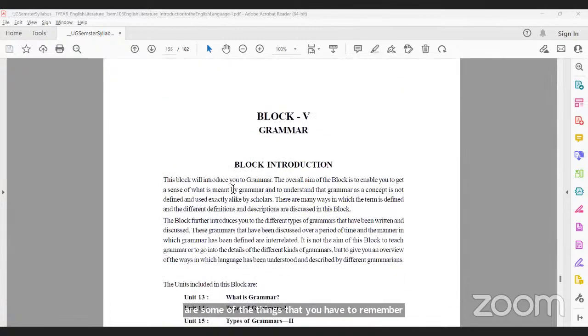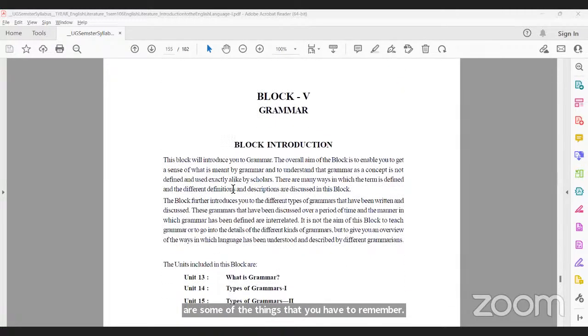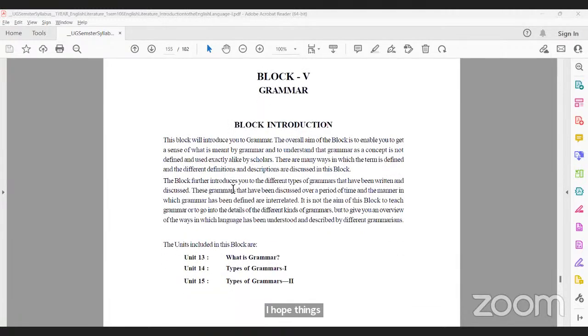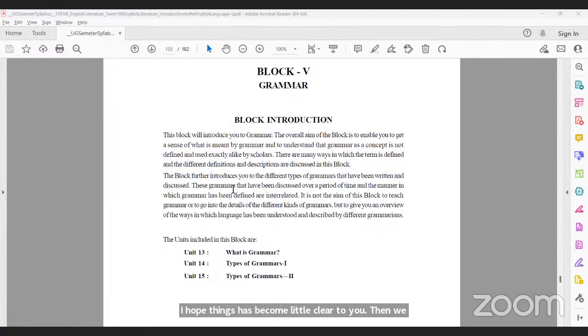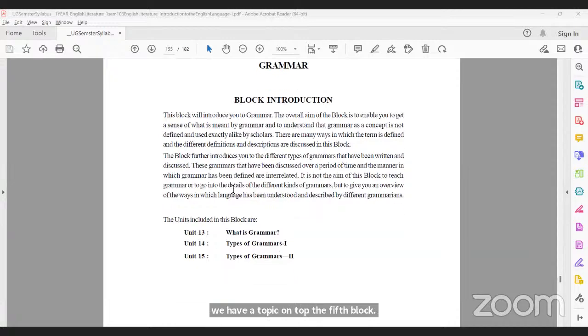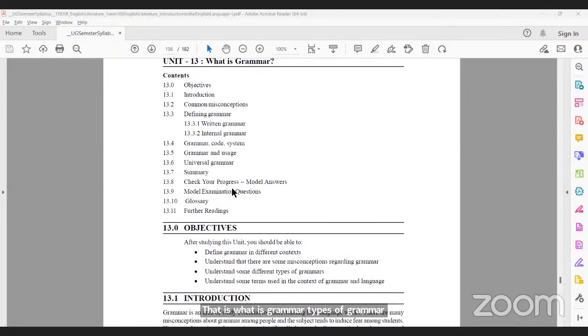I hope things have become a little clear to you. Then we have a topic in the fifth block, that is what is grammar, types of grammar and types of grammar 2.